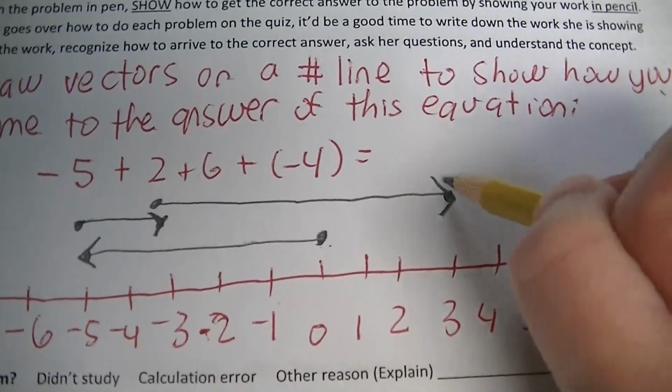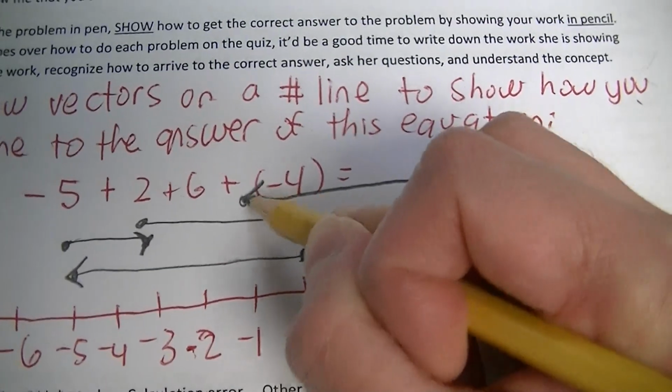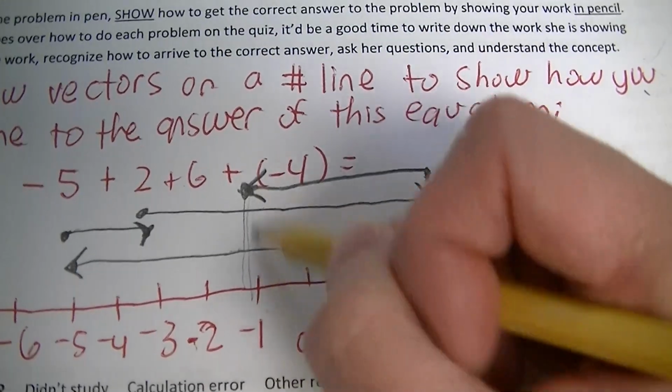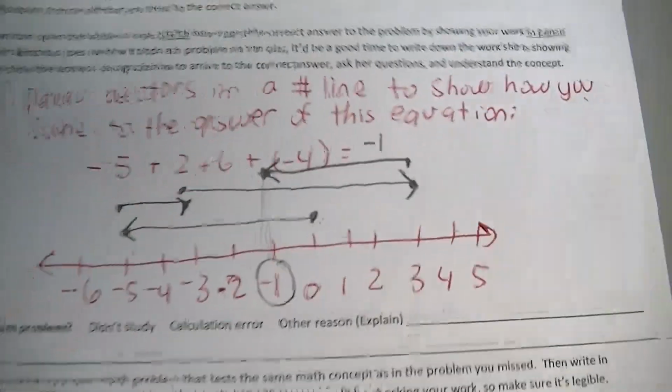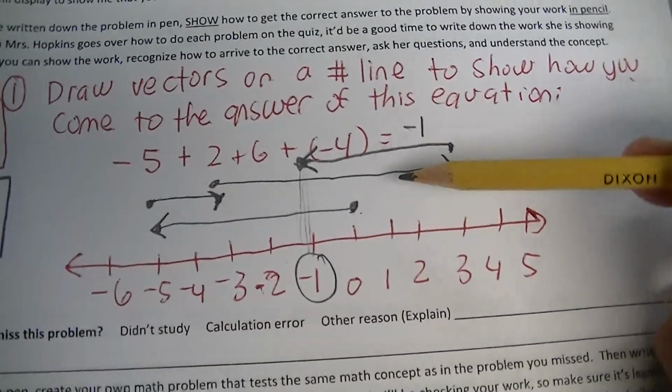Okay, and then I have to go 4 units to the left. So it's plus and negative 4. Okay, oops. So our answer is going to be negative 1. Okay, so you'll see right here that we showed how to get the correct answer using a pencil.